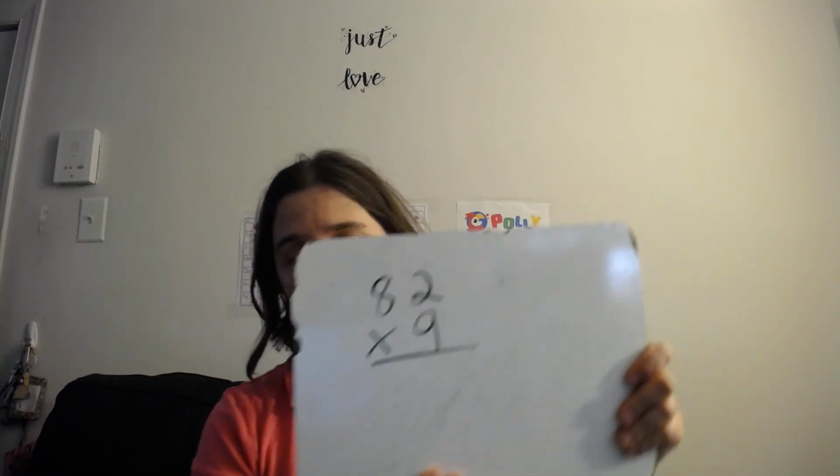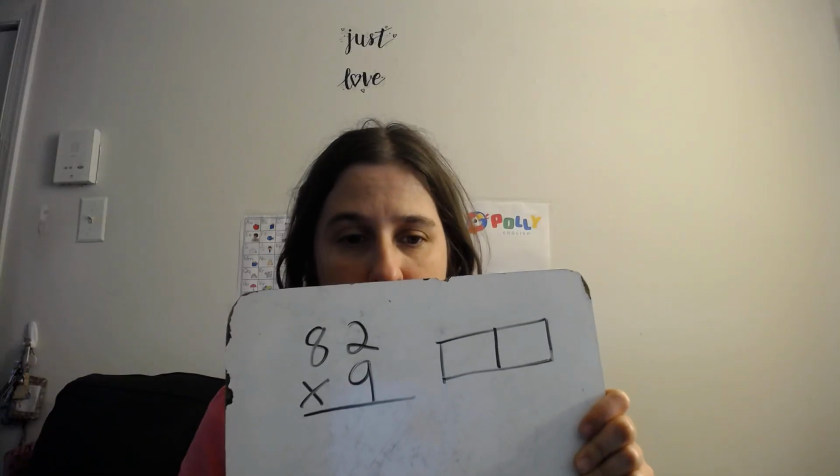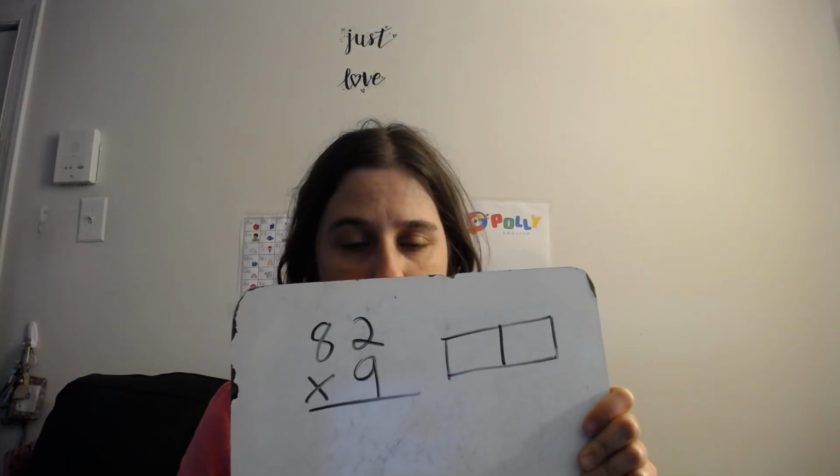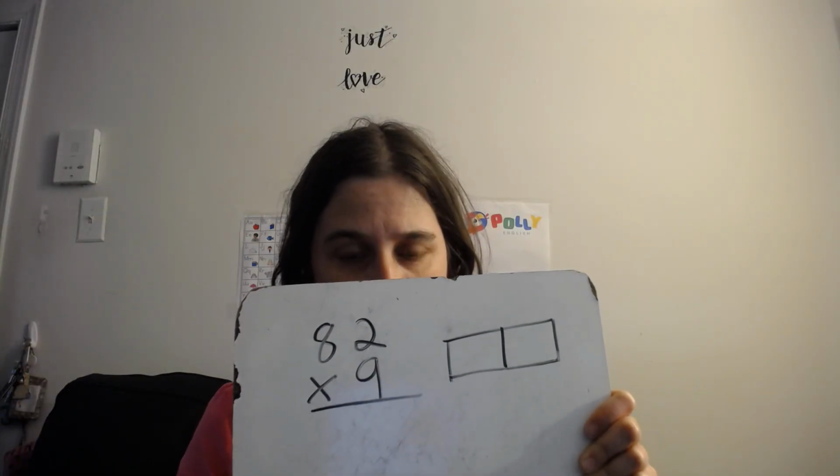I'm going to erase my whiteboard. This time I'm going to choose a bigger number. We're going to do 82 multiplied by 9. So here's your multiplication fact. Once again, I'm going to set up my area model. It's just a rectangle, cutting the same number of pieces that I need for my bigger number. So I have 2 squares. I took a rectangle and I cut it in half.